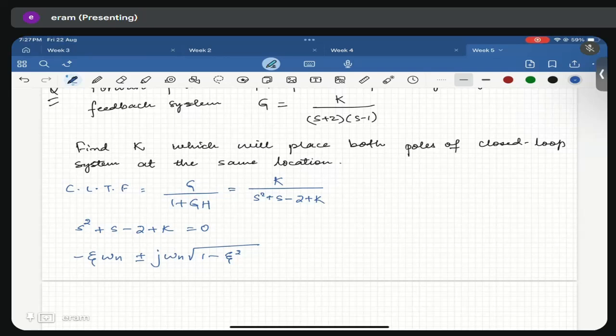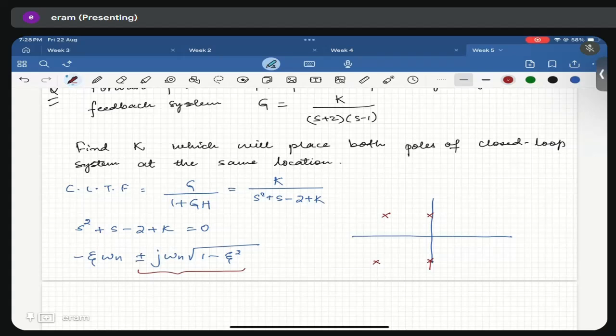For this one, we need to have both the poles at the same location, which is only possible when the imaginary part is 0. If we have some complex poles, then they will lie maybe here or here. They will not lie at the same location. So we need to get rid of complex poles, and how can we get rid of them? We need to put this complex term to be 0.